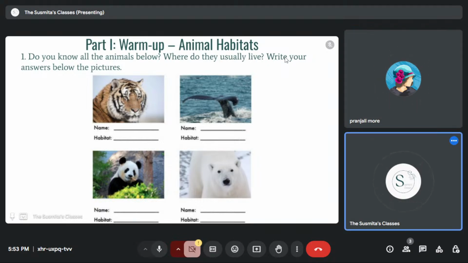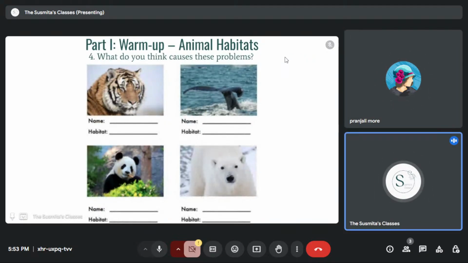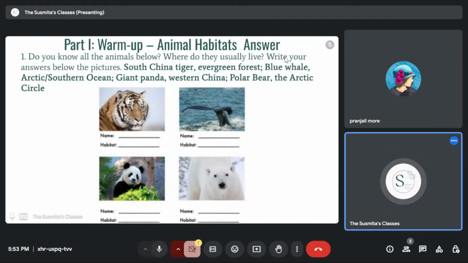Really? Okay. Wait, where did the answers go? These are your answers. First one is South China tiger. They are found in evergreen forest. Second one is blue whale. They are usually found in Arctic or Southern Ocean. And then you have giant panda. Not only panda, they are called giant panda. They are found in Western China. And the last one is polar bear. They are found in Arctic Circle.